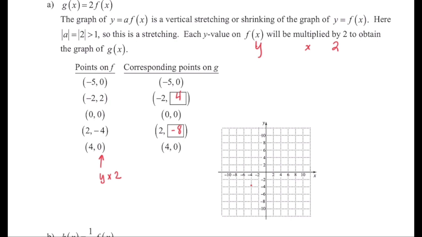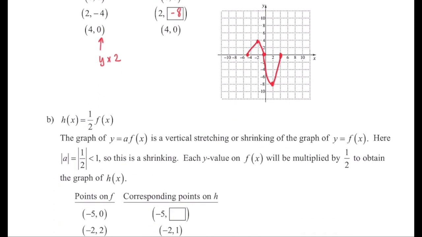Graphing these points then, I'll have (-5, 0), (-2, 4), (0, 0), (2, -8), and (4, 0). So kind of putting it all together, I see that our graph certainly did stretch vertically.